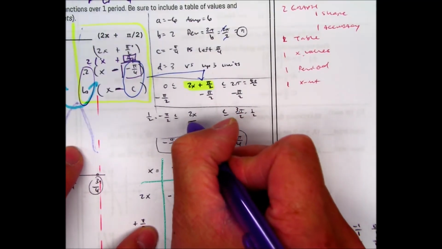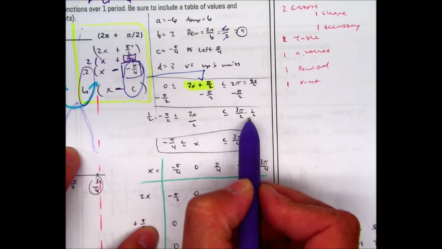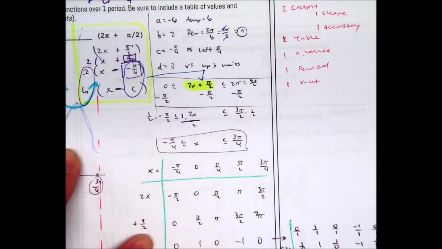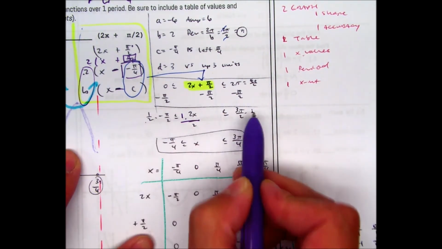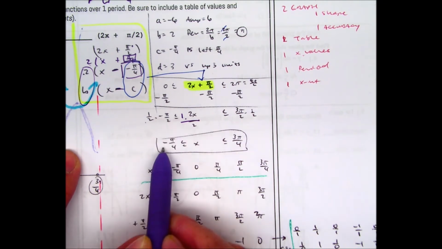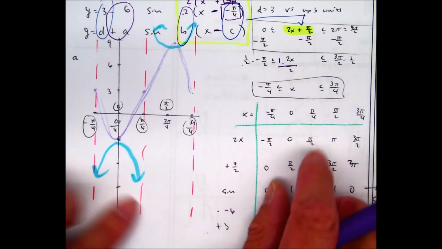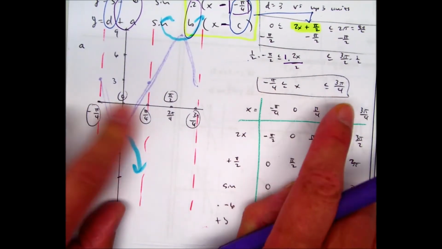Then at the end I'm going to divide each of the columns by 2. Remember, dividing by 2 is the same thing as multiplying by 1/2. 1/2 here, 1/2 here. That means I get negative pi over 4 and 3 pi over 4. My graph is going to start at negative pi over 4 and end at 3 pi over 4.